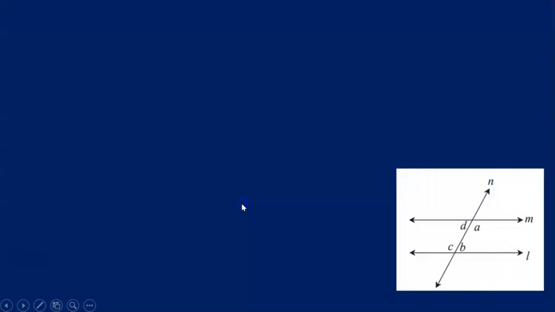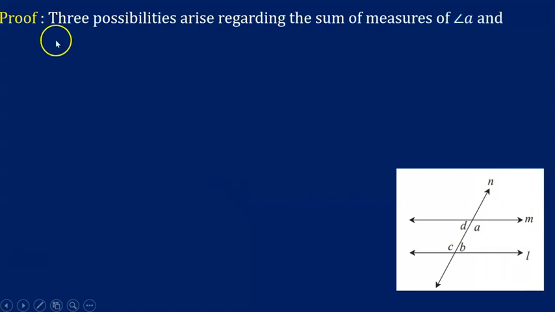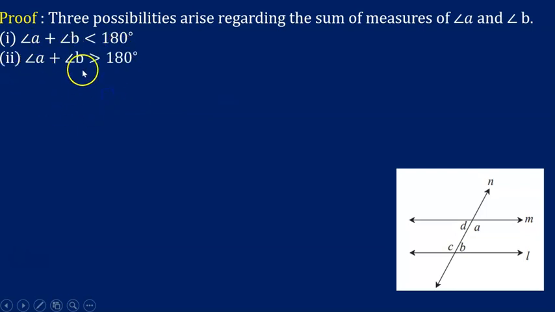Now see this here. Three possibilities arise regarding the sum of the measures of angle A and B. First, the measure of angle A plus the measure of angle B is less than 180. Second, the measure of angle A plus the measure of angle B is greater than 180. Third, the measure of angle A plus the measure of angle B is equal to 180. This we want to prove.